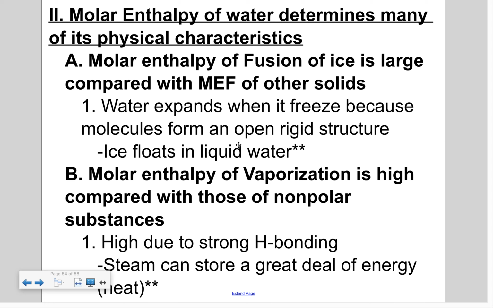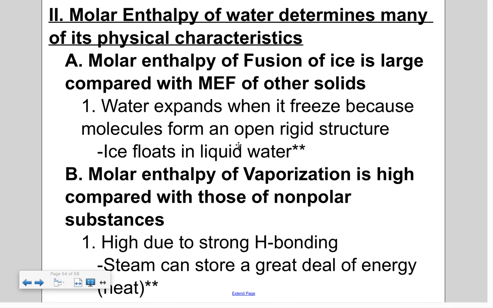That's why I put little asterisks there, because I'm supposed to talk about the biological implications of that. If ice did not float, there would hardly be any life in the lakes, because if ice froze from the bottom up, and I'm just thinking about Lake Traverse and how shallow it is, it would be a bad thing. Molar enthalpy of vaporization is going from a liquid to a gas, and it's very high compared to those that are nonpolar due to strong hydrogen bonds.